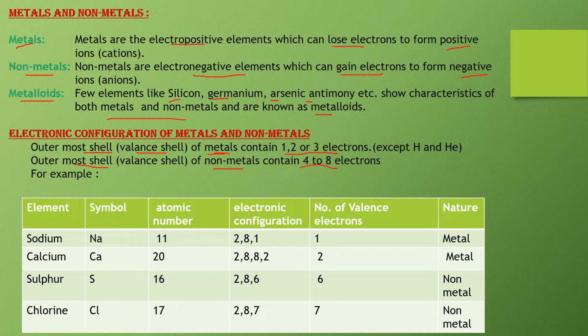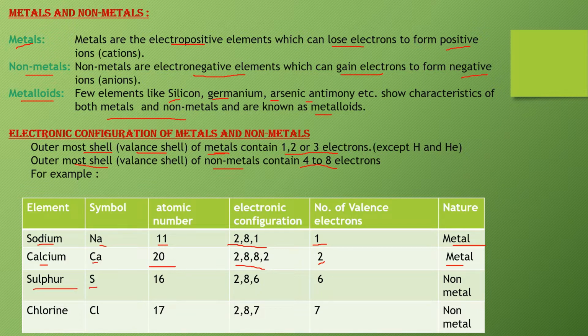Now let us take some examples. First I am taking sodium. Symbol is Na, atomic number is 11 and the configuration is 2, 8, 1. See, the outermost shell electron is 1, hence it is called metal. Next is calcium. Symbol is Ca, atomic number 20, configuration is 2, 8, 8, 2, outermost shell electrons 2, hence it is also a metal. Next I am taking sulfur.